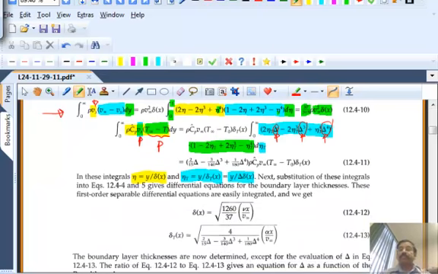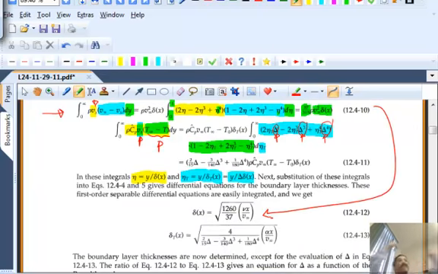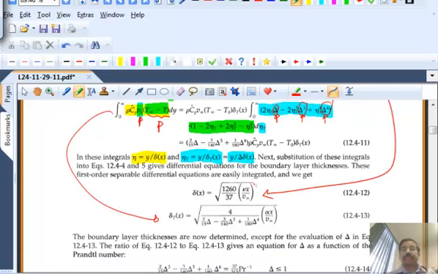And so this equation simplifies to this, after you carry out the integration and plug it into the momentum equation. And the energy balance equation becomes this. So you get the boundary layer thickness for momentum and thermal as a function of Reynolds number. So this essentially captures the Reynolds number and the Prandtl number.